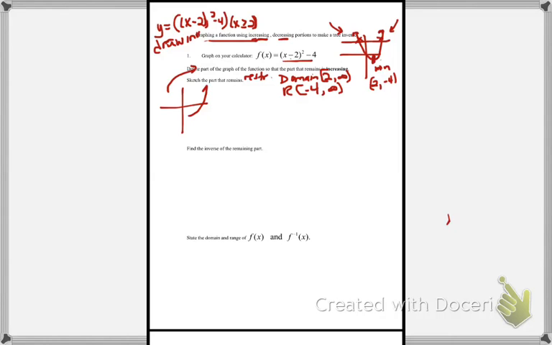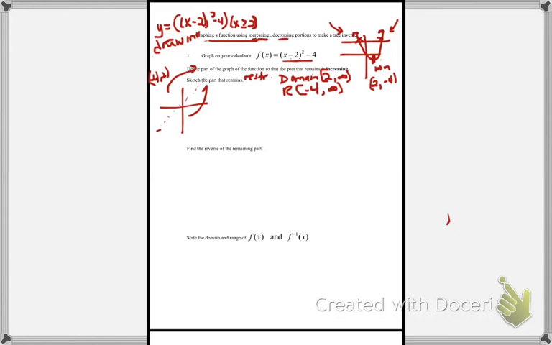This point right here is the important point. If you take (2, -4) and you interchange the x and the y, you get (-4, 2). And this is a reflection through the line y equals x.